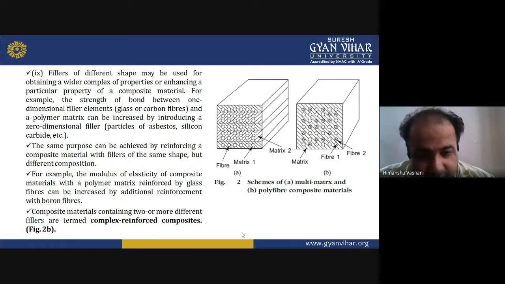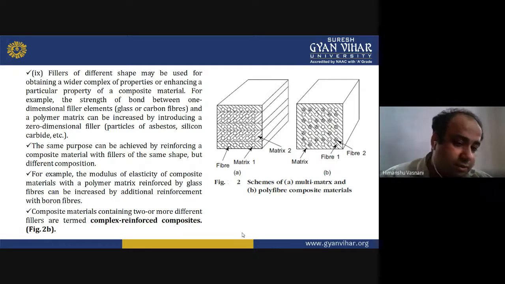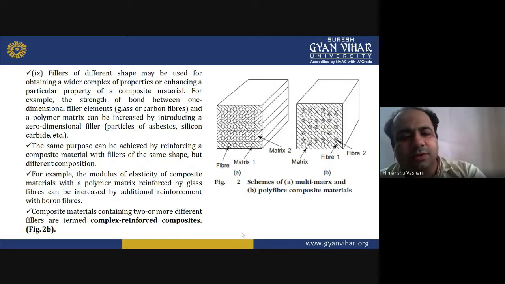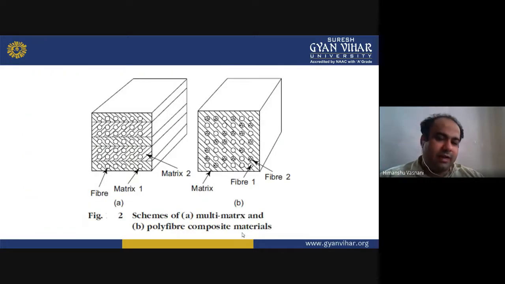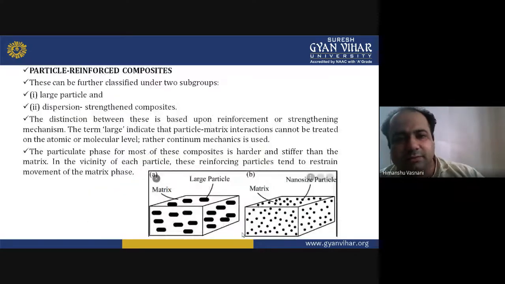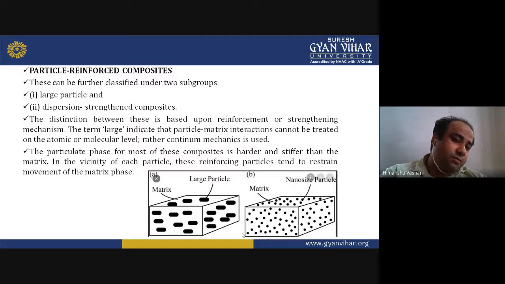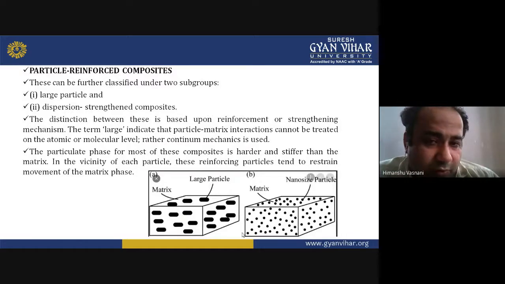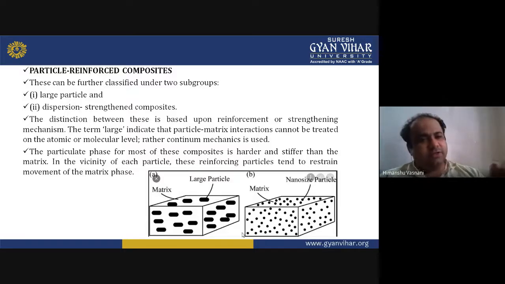So composite materials containing two or more different fillers are termed complex reinforced composites. You can see this in figure B, polyfiber composite materials. This is the diagram that we have seen in the previous slides also, the schemes of multimatrix and polymer composite materials. Now, particle reinforced composites. These are classified into two subgroups: large particle and dispersion strengthened composites. The distinction between these is based upon the reinforcement or strengthening mechanism.